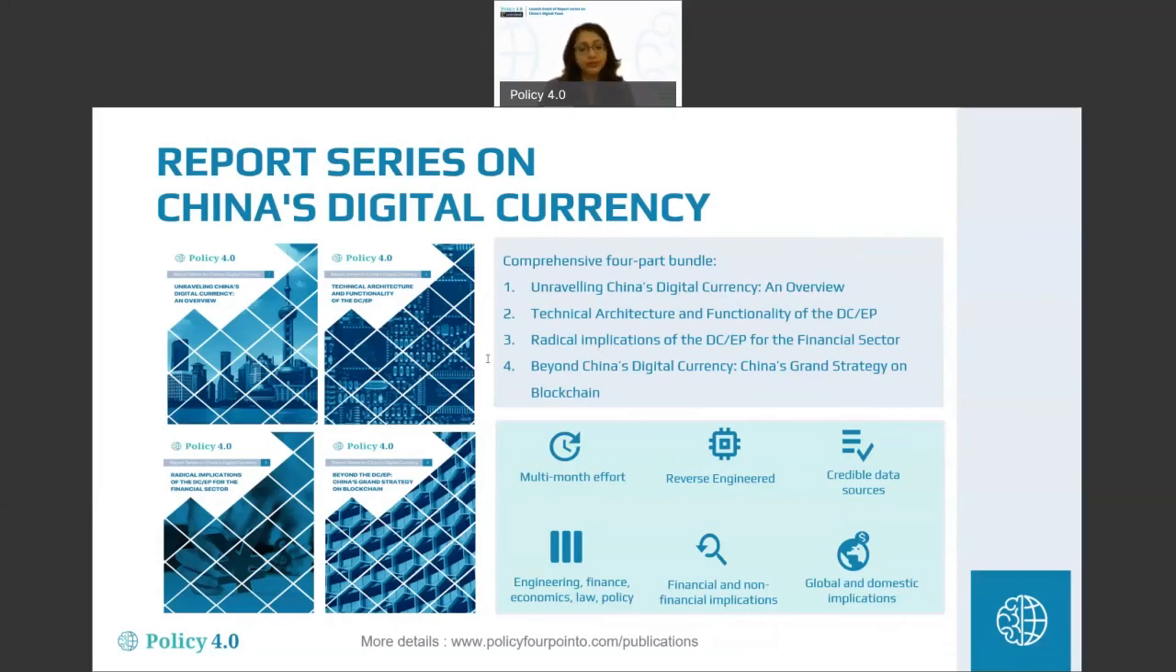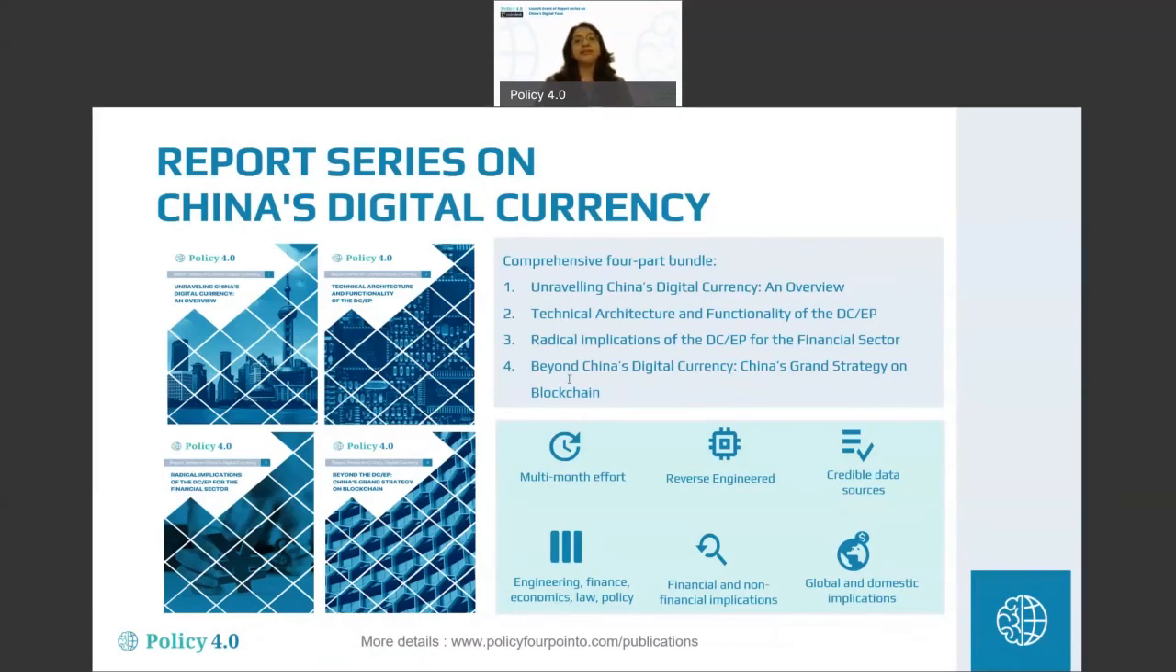So the next report, the third one in the series, deep dives into all the implications of the DCEP design for the global financial system. It also goes into detail on an aspect that many overlook, which is the transformation of the Chinese financial system. There are implications of this design for cross-border payments, for the internationalization of the renminbi, for the reserve status of the currency, and all of this is examined in this report.